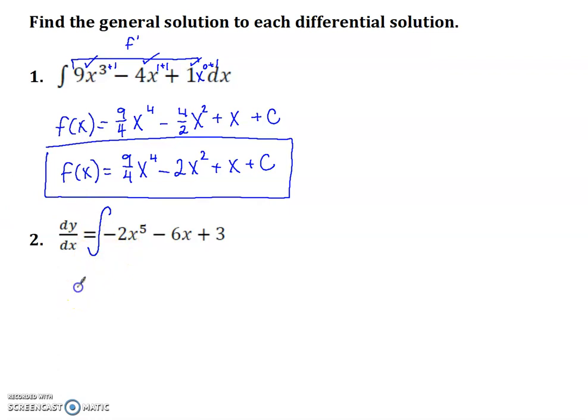So I'm just going to put y equals, since this is dy dx, our regular derivative, so this is like y prime. So this will be y equals, I'm going to add 1 to this exponent, so that'll make it x to the 6th. So that's going to be negative 2 over 6. You always divide by the new exponent, x to the 6th, and you can divide and reduce all in the same step. I'm going to wait till the next step.